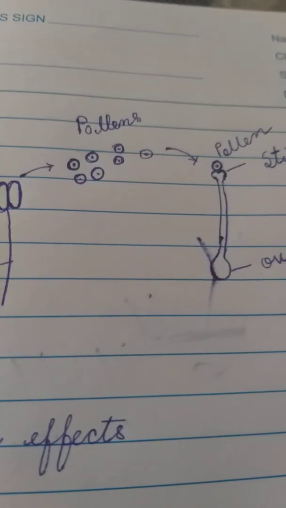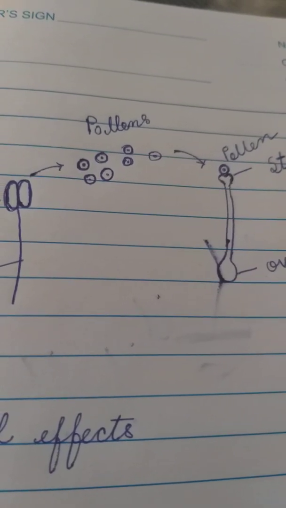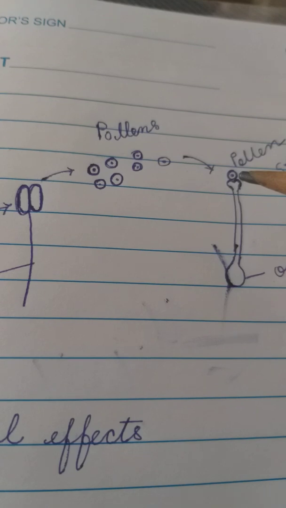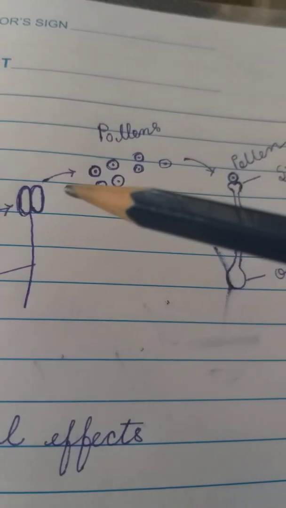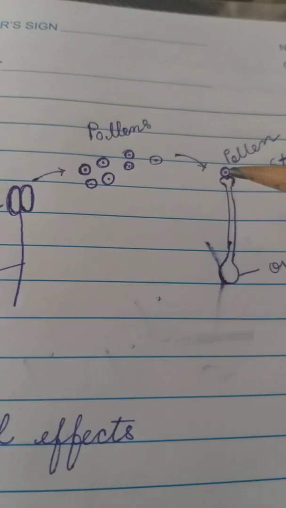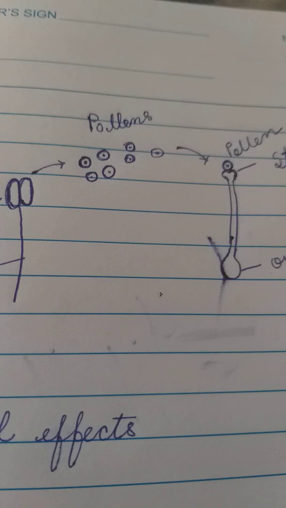So before the pollens become non-functional, before the pollens become non-viable, they must land on the stigma. Before they lose viability, all the pollens must land on the surface of stigma. Now the period of viability varies from species to species.